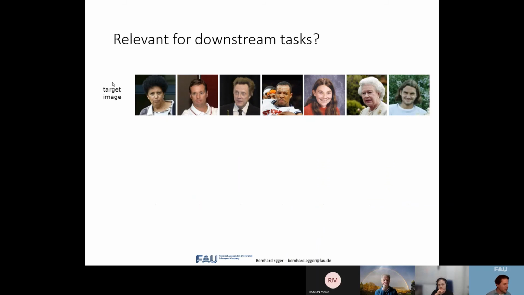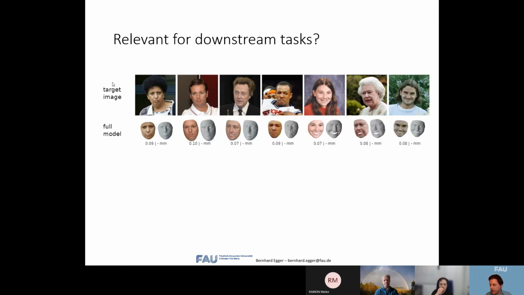Then we were wondering if what we found with this ambiguity is scientific sugar, or if it might actually be relevant in practice. So what we did is we studied this effect on the task that I have shown you before. We feed in target images, and we would like to reconstruct those target images either with the full model, or with only the identity model, or only the expression model.